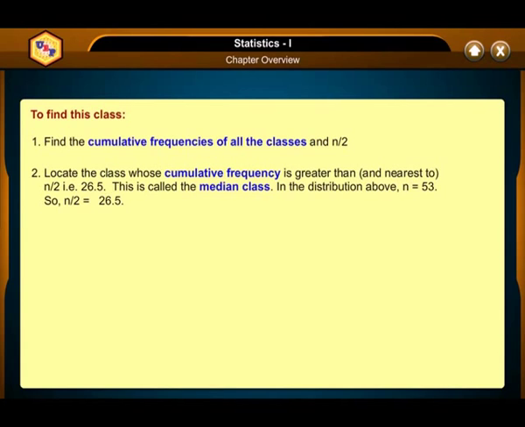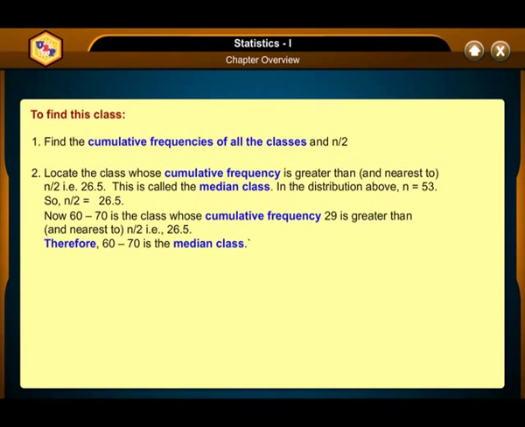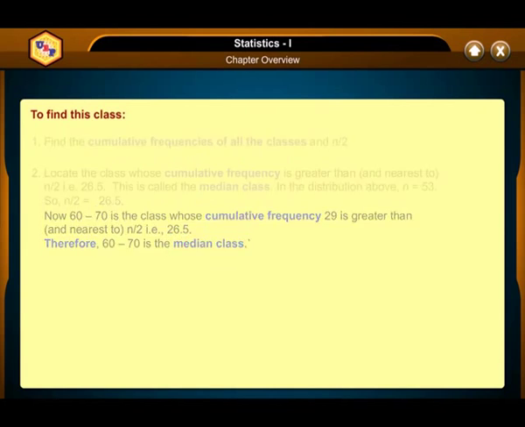In the distribution above, n is equal to 53, so n by 2 is equal to 26.5. Now, 60 to 70 is the class whose cumulative frequency 29 is greater than and nearest to n by 2, that is 26.5. Therefore, 60 to 70 is the median class.